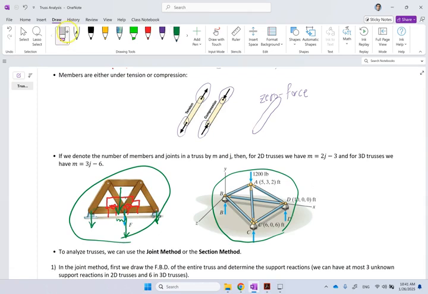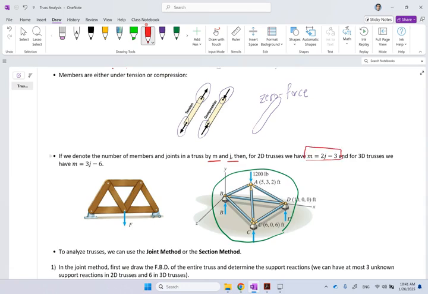In 2D trusses, which are a little bit simpler, if we show the number of members of the truss with M, and the number of joints with J, then for 2D trusses, the number of members and joints should be related to each other by this simple formula, that M equals 2J minus 3. Well, let's look at this one, for instance. Here, how many members do we have? Remember that this whole thing, if I give them some names, this is A, this is B, this is C, is not one member AC. It's AB and BC, okay?